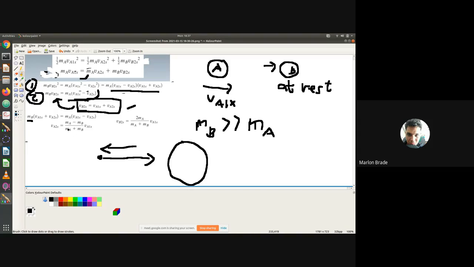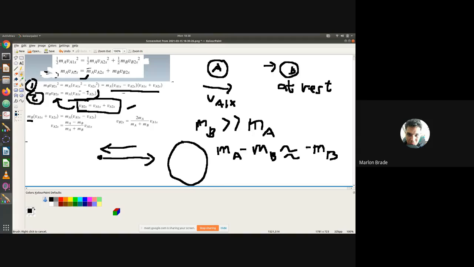Okay? So, can we see this in the equation? Of course. If MB is much greater than MA, then we say that MA minus MB is approximately equal to, what? This is approximately equal to MB.